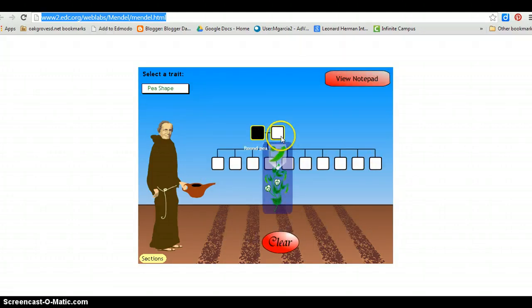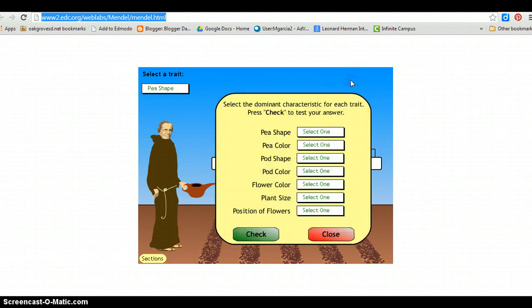And this tells me that round pea is the dominant trait. Go to the notepad. Pea shape would be round. Check. Correct.